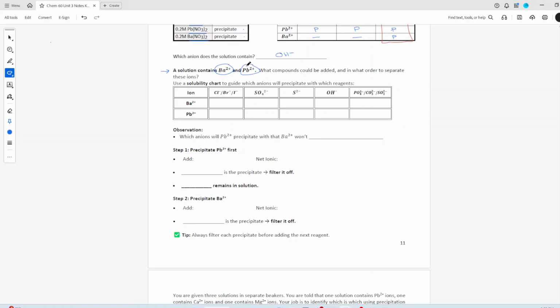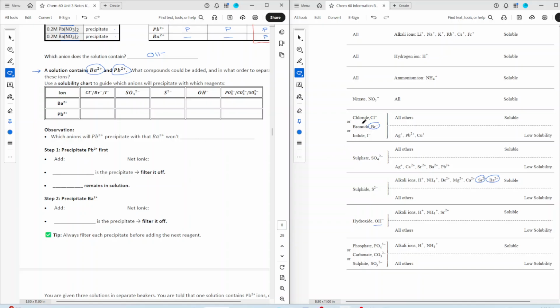I'm just going to split my screen again, and we're going to look at each of these different elements. I'm going to clear this so it's not messy. We're going to look at chloride, bromide, and iodide. With these three, it precipitates with lead but not barium, so I'm going to say precipitates but doesn't. With sulfate, it precipitates with lead and barium, so precipitates.